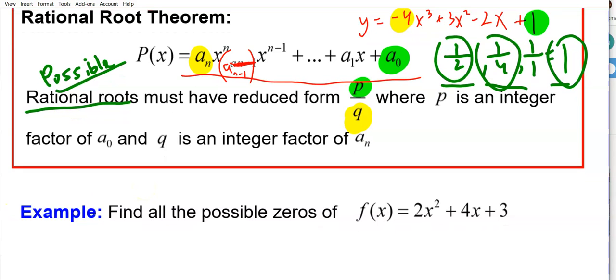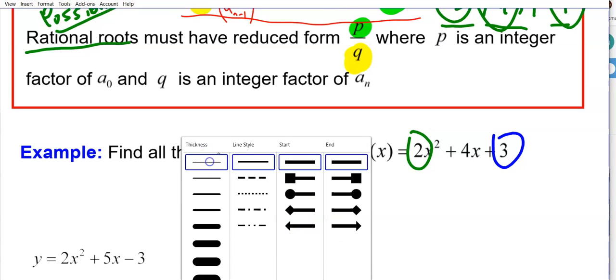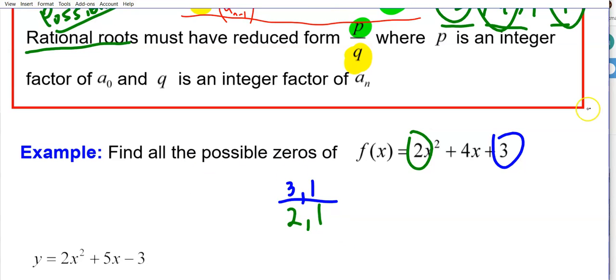So let's try it on this one to see how this works. So I guess this one, let's just do factors of the last term go in the numerator, right? So this will be 3 and 1. Those are all the factors of the last term. Factors of the leading coefficient go to the denominator, 2 and 1. And so what we're going to find is all the possible combinations of those two numbers. So one possibility is 3/2. So 3/2 is a possibility.